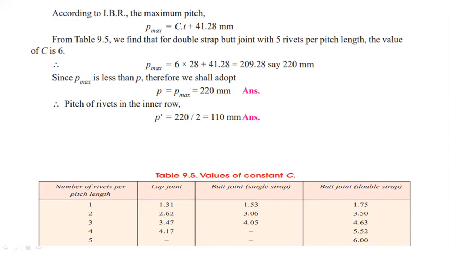So you have to substitute the value of C in this equation, and you can get the value of maximum pitch. Here the maximum pitch is 220 mm. The pitch of rivets in the inner row, P dash, equals 220 by 2, that is 110 mm.